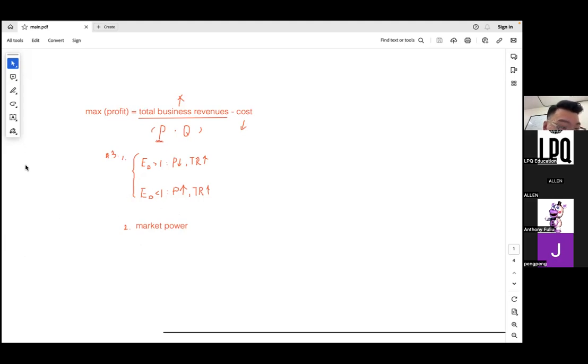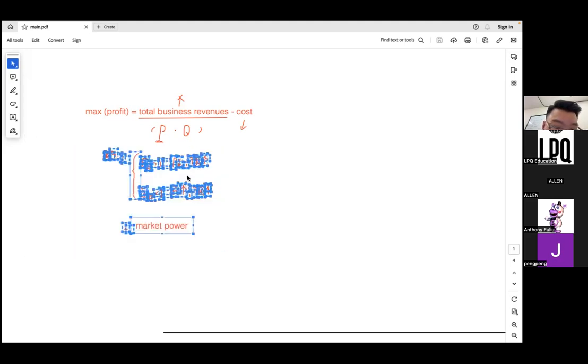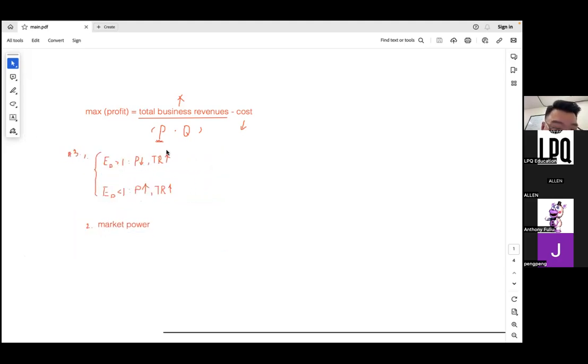Today we need to focus on another determinant of your total business revenue, called Q. Okay, it's called Q. My question, which is worth your attention, is how we increase the business revenue by altering your Q. How do you choose the optimal quantity to increase your business revenue?